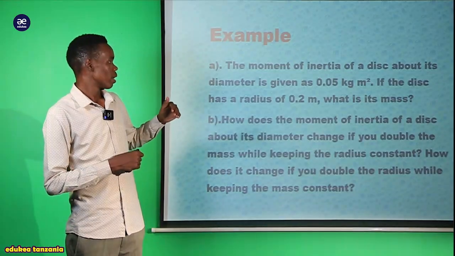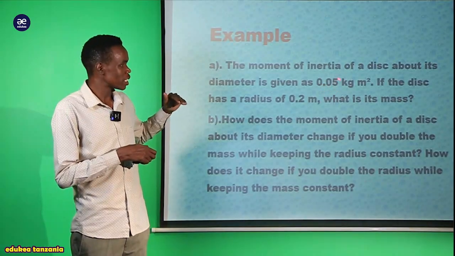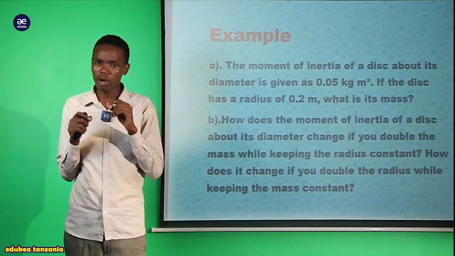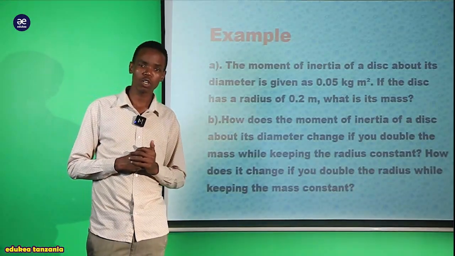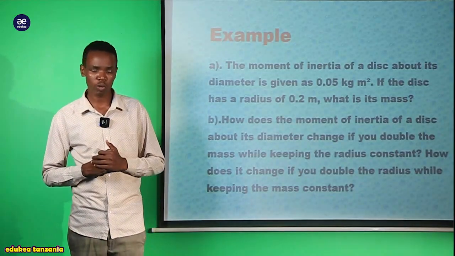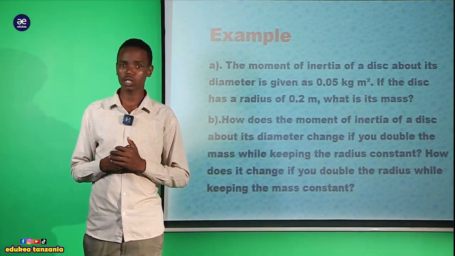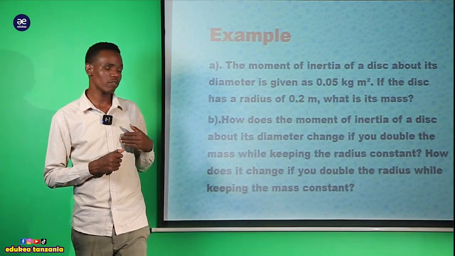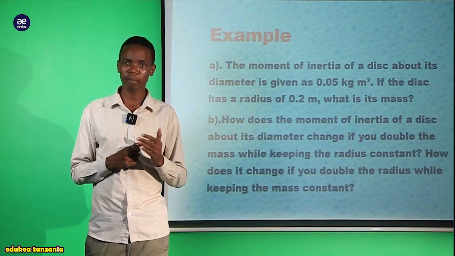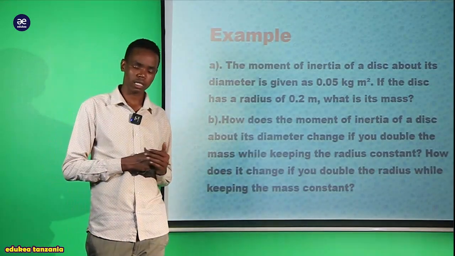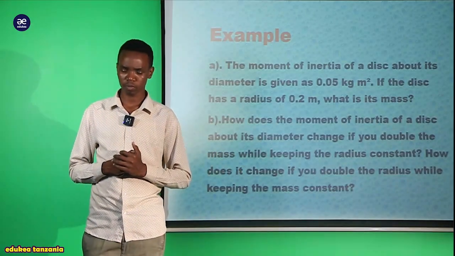That is, we have the moment of inertia of the disk along the diameter, which is equal to 0.05 kilogram meter square, and also the radius equal to 0.2 meter. Now how can we find the mass of that disk? That is the question that we have been asked here on Roman A.